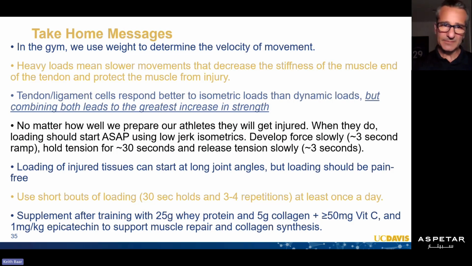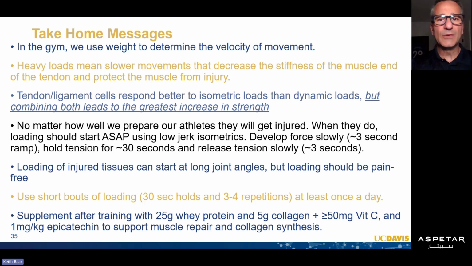All right. Okay, so take-home messages for everybody here. In the gym, we use weight to determine the velocity of the movement. So if I lift a heavy weight, the move is going to be slow. If I lift a light weight, the move is going to be fast. So when I'm programming athletes in a gym, I'm going to have them lift a heavy weight if I want them to move slowly and I want to get a positive effect on the tendon. And I'm going to have them move quickly if I want to increase the stiffness of that tendon over time. So as I go in for more high performance, I'm going to go with shorter, faster moves.